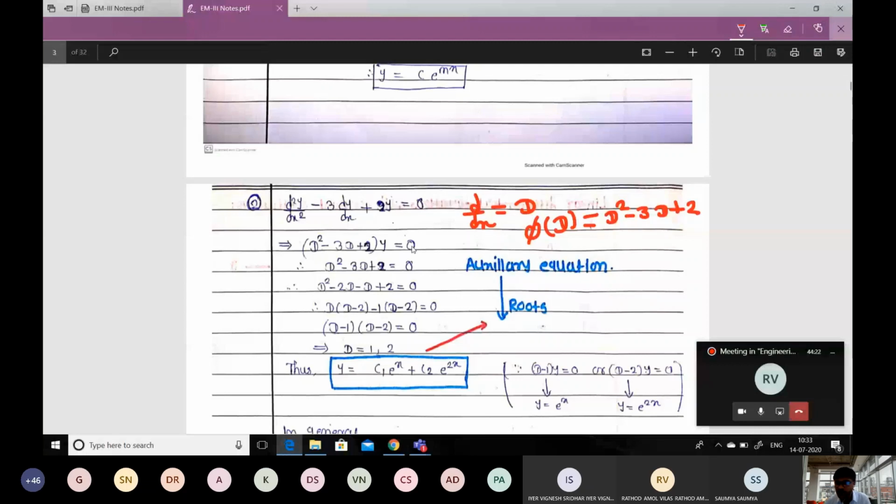Now what is the way to find the solution? In case of finding the solution, you have to consider this phi of D equal to 0, and that is called the auxiliary equation. This is another important point. So for a homogeneous differential equation, you have to put d by dx equal to capital D, so we get the expression in terms of capital D. I am not equating y equal to 0. I'm just equating the coefficient of y, the term inside the bracket, which is phi of D, equal to 0. That is called the auxiliary equation. So we can see the auxiliary equation is nothing but this.